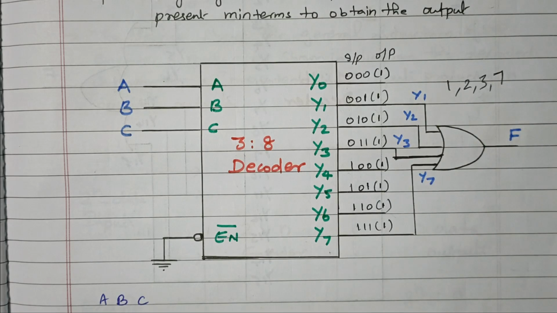So in this video we discussed the implementation of Boolean function using the decoder. The input is connected, 8 possible output is available. What are the terms we need? That alone connected to OR gate and we'll get the required Boolean function.